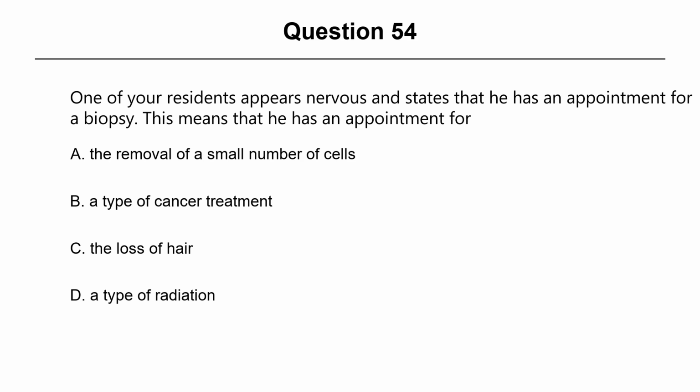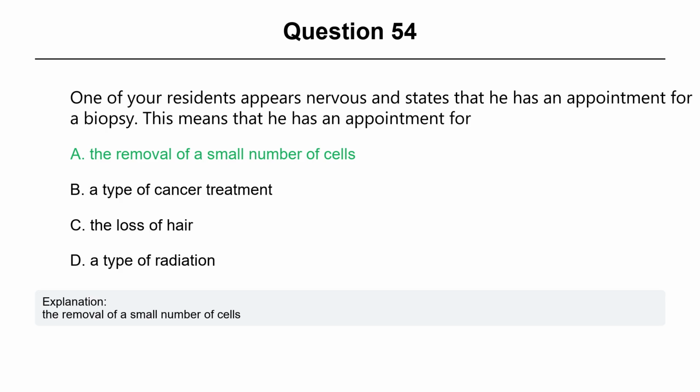Question 54. One of your residents appears nervous and states that he has an appointment for a biopsy. This means that he has an appointment for: Option A, the removal of a small number of cells. Option B, a type of cancer treatment. Option C, the loss of hair. Option D, a type of radiation. The correct answer is option A, the removal of a small number of cells.